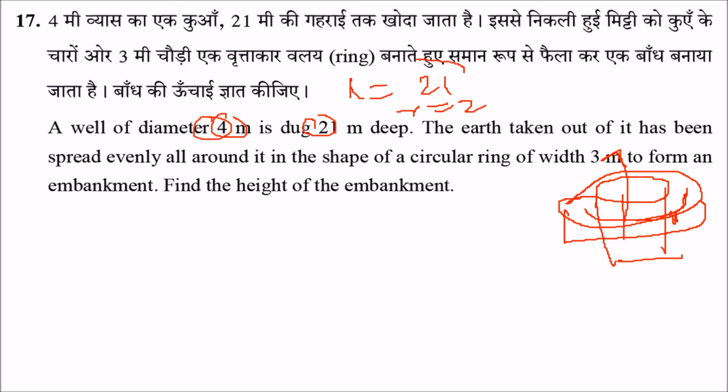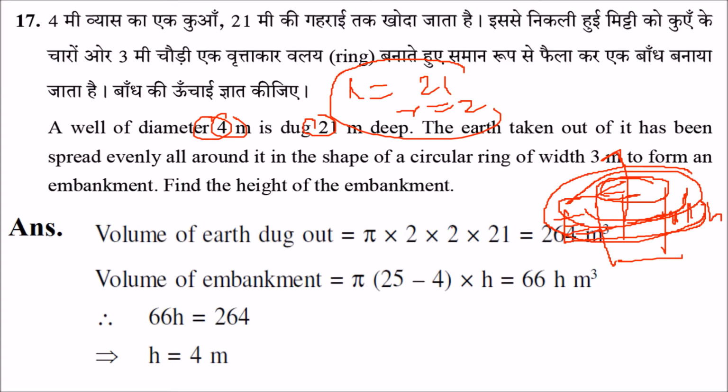So first we will find out the volume of this. We will equate it to what? This is the question. This is the complete embankment. You can subtract it from this region so that you get the embankment, and this will be the height. We don't know the height. So what we will do here is pi r square h, this one, 21 into r square, pi r square h. This is the volume being taken out.